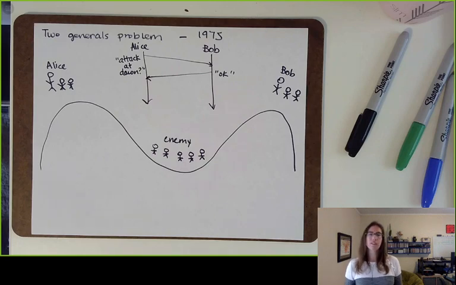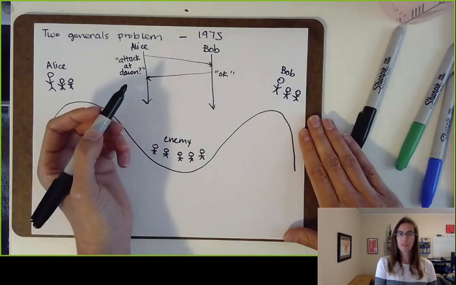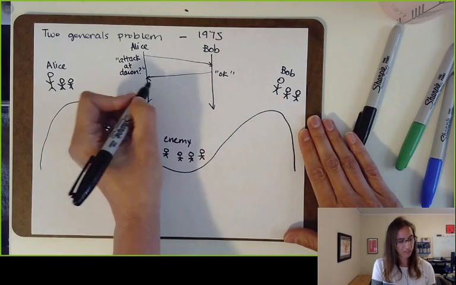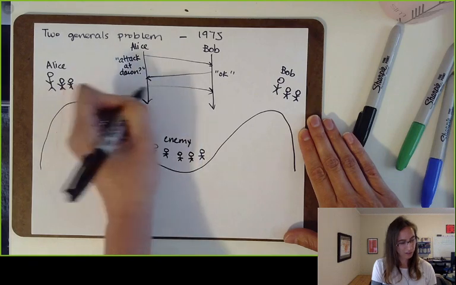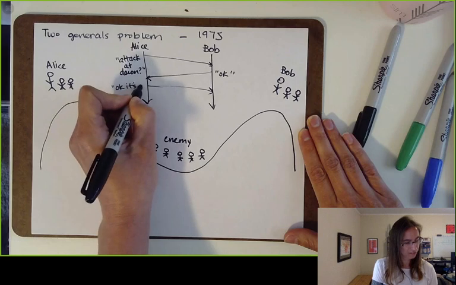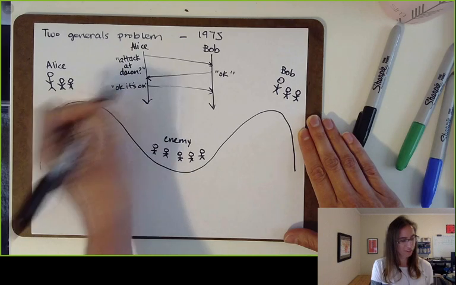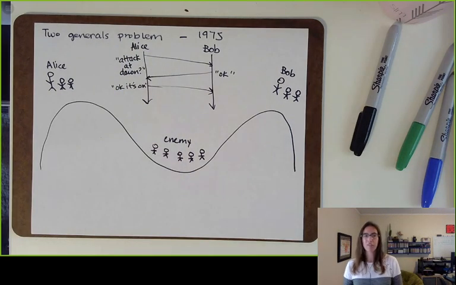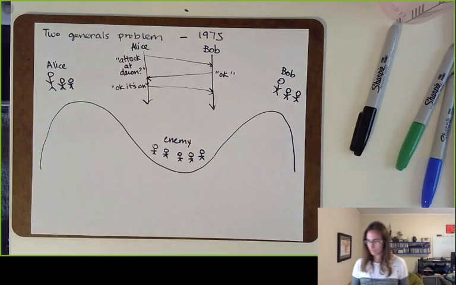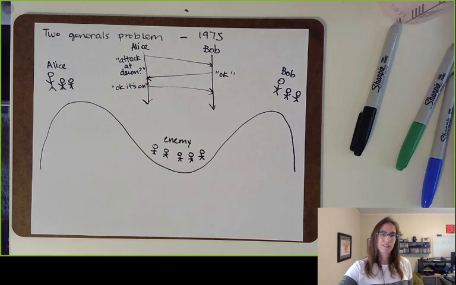So is this fixable? Well, okay, so somebody said Bob needs an acknowledgement that Alice got the acknowledgement. Okay, so what if Alice sends another message to acknowledge the acknowledgement? Okay, it's on. Does that solve the problem? Yeah, it's not looking good, is it?